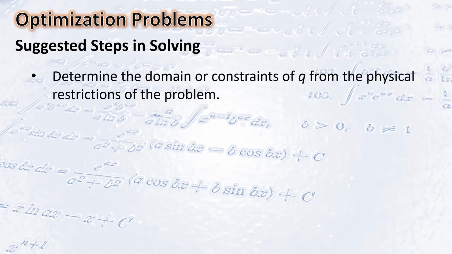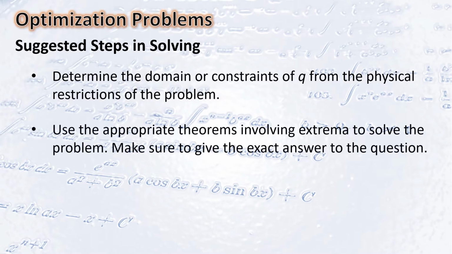Determine the domain or constraints of Q from the physical restrictions of the problem. Use the appropriate theorems involving extrema to solve the problem. Make sure to give the exact answer to the question. Let us have an example.